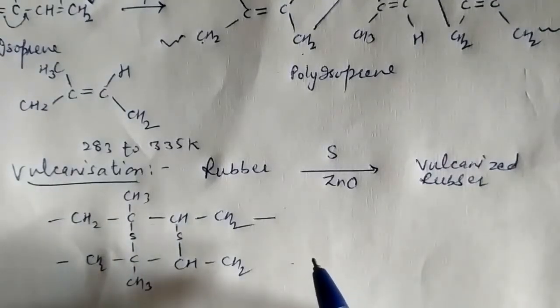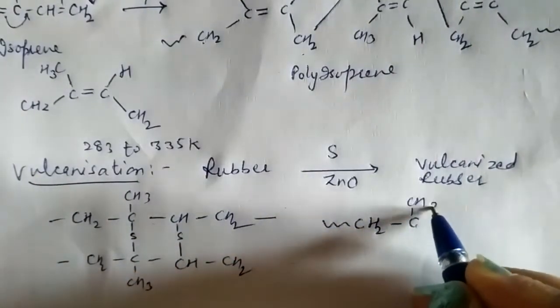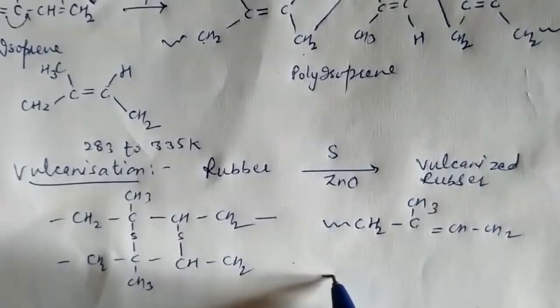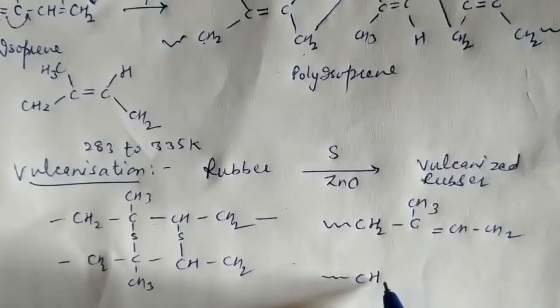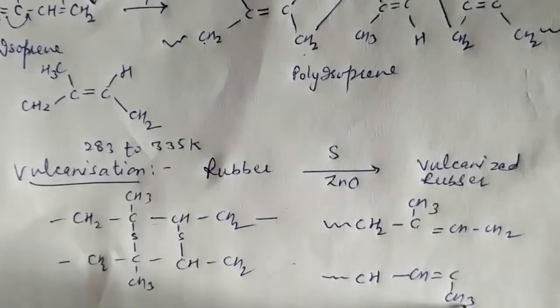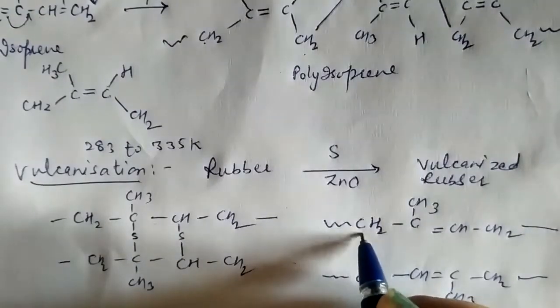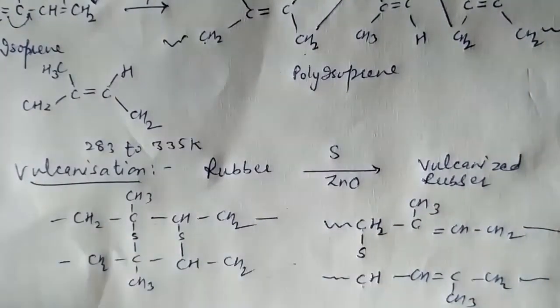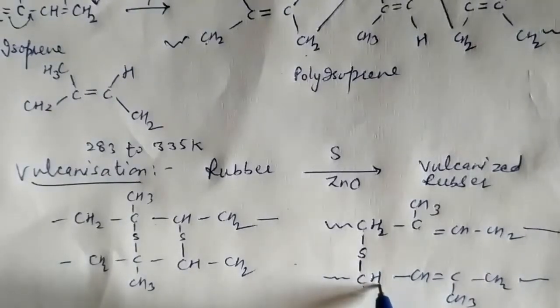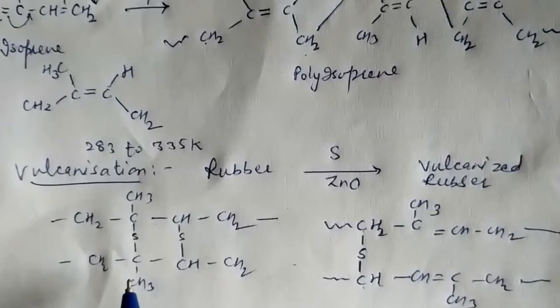It can be at the allylic position also. See how: CH2, C, CH3, double bond, CH, CH2, CH. Obviously I need to write CH2 here, but I am not writing it. CH double bond CH3 CH2. This can be elongated. Now one of the hydrogens from here will be removed, and this carbon will connect with this carbon through sulfur. That's why I didn't write the 2 here. So the 2 chains have been connected through this sulfur linkage. So sulfur can be added either at the allylic position or at the double bond.